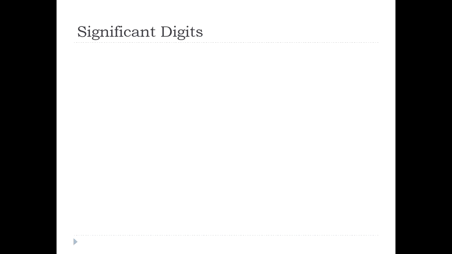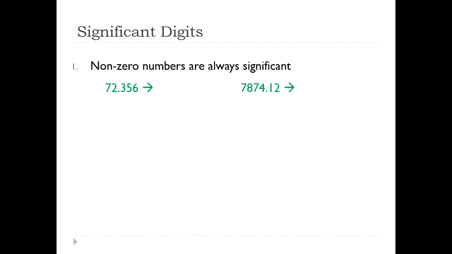Now, there are 4 rules that we need to consider when it comes to significant digits. So here's the first rule. Non-zero numbers are always significant, meaning any number 1 through 9 is significant. So we count them as a significant digit. So for example, we have 72.356. All those numbers are above 0, and so all 5 of those are significant. 5 significant digits, SDs for short. How about the next number? We have 6 significant digits, and I'm just counting them left to right. 6 significant digits for that one.